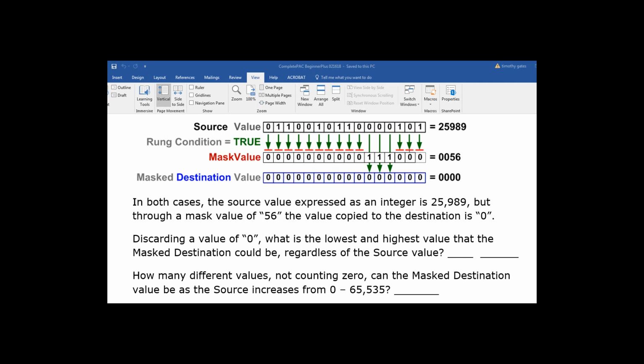How many different values, not counting 0, can the mask destination value be as the source increases from 0 to its maximum? Well, we already know that. With 3 bits, you have 8 patterns of bits, but one of the patterns is all zeros, and since we're not counting 0, that leaves you 7. So the answer is 7.